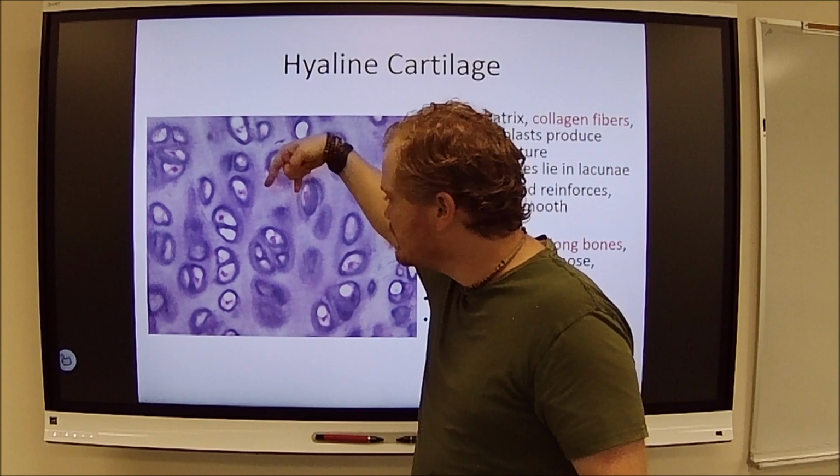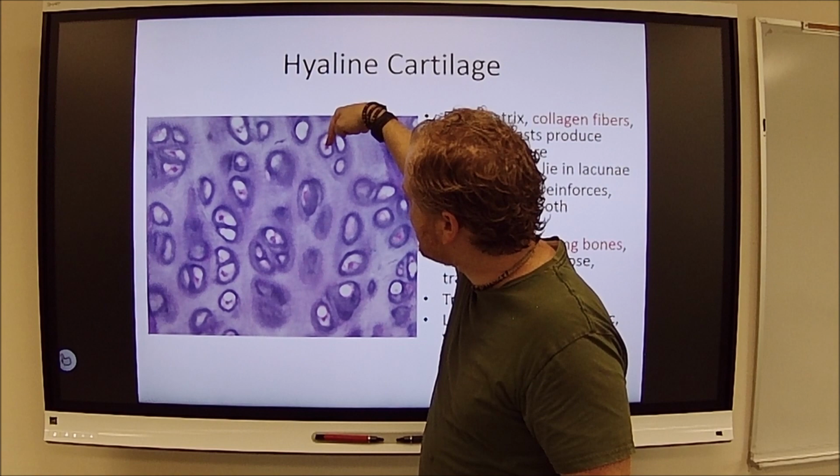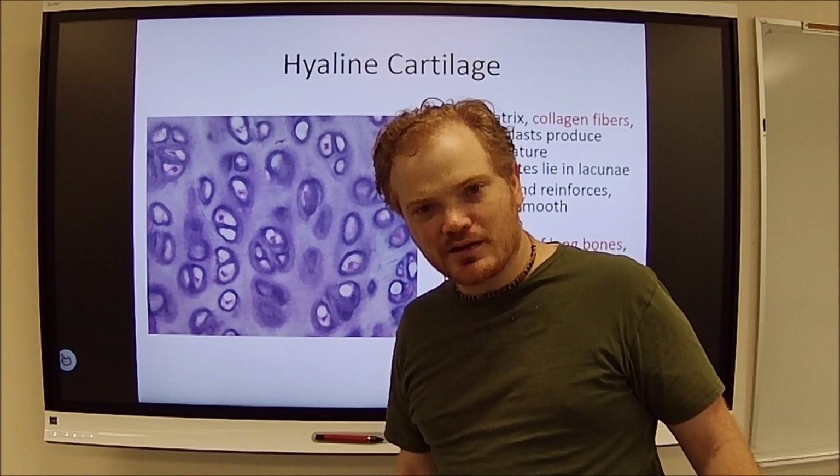For instance, chondrocyte, lacunae. The chondrocyte is the cell, the lacunae is its opening in which it lives. This is hyaline cartilage. Hyaline cartilage takes on a very smooth, glassy appearance, all right? You can see that smooth, glassy appearance.